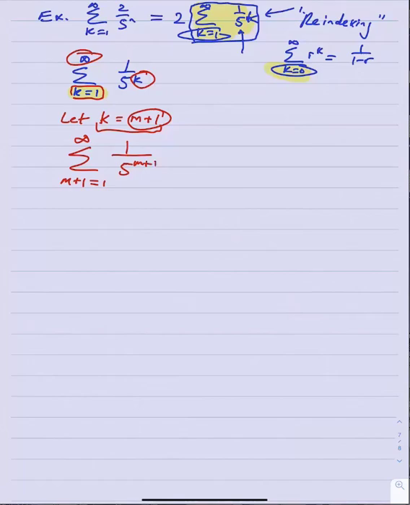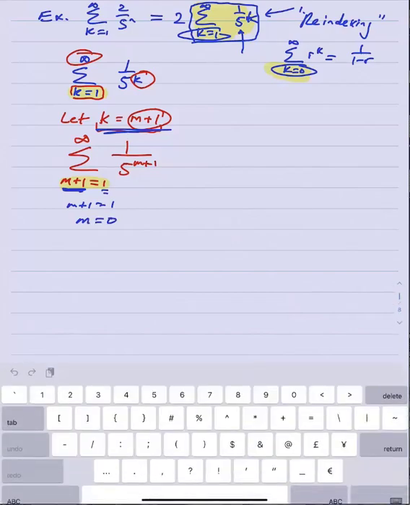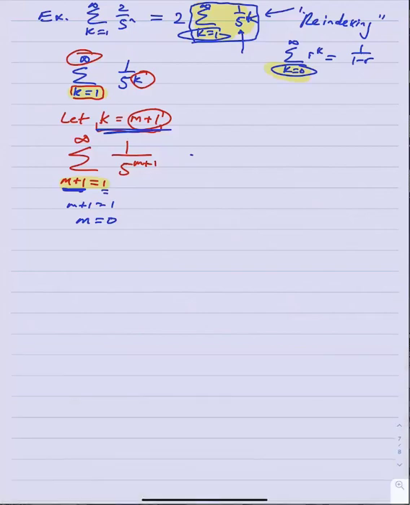Okay, now that I've written down this equation in that lower index spot, you should see why I chose to let k equal m plus 1. I chose k to be m plus this value, so that when I solve this equation, I actually force it to start at 0. Which means now this sum is summation m equals 0 to infinity, 1 over 5 to the m plus 1.